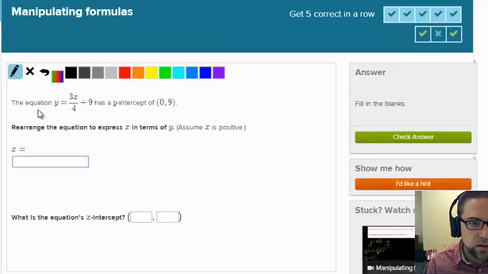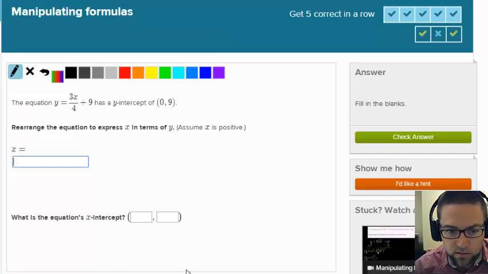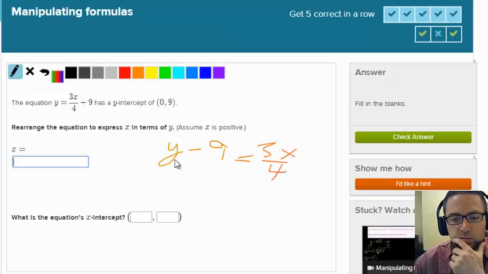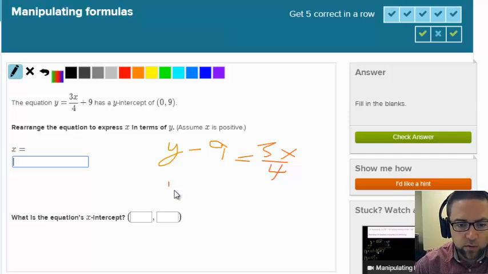Okay. The equation y equals 3x over 4 plus 9 has a y-intercept of that. Rearrange the equation to express x in terms of y. So we want to solve this equation for x, so we're going to move that 9 over to the other side, so we're going to subtract 9. Right, so we have y minus 9 is equal to 3x over 4. Now to move the 4 over, we'd multiply both sides by 4, but what you do here is you have to multiply the whole side by 4.